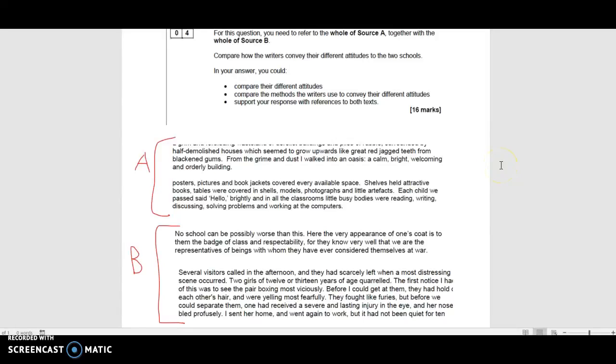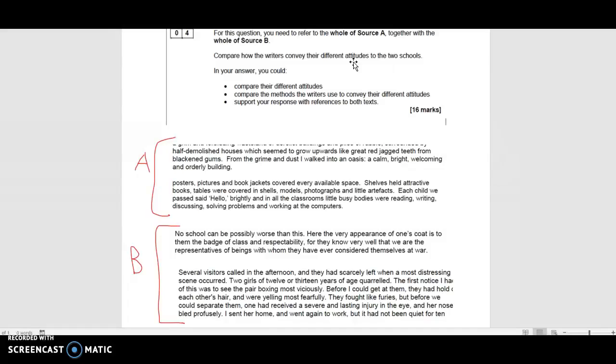This is 5-minute revision and we're on paper 2, question 4. So in this question, you're going to be comparing the whole of source A with the whole of source B. And the focus of this question is on the writer's views. Now in the question, it might say views, attitudes, or perspectives. It's all the same thing. It's what do the writers think, feel, or believe about the topic that you've been given.